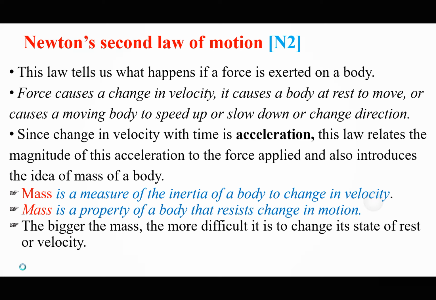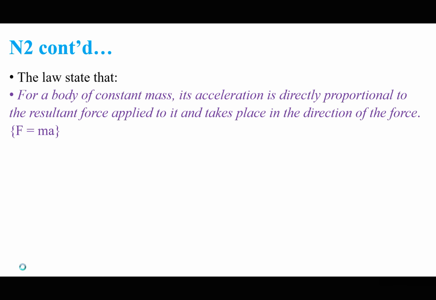Okay, so how do we state Newton's second law? Newton's second law will therefore be stated that for a body of constant mass, that is, we keep mass constant, its acceleration is directly proportional to the resultant force applied to it, and it takes place in the direction of the force. That's why many times in calculation I will say by Newton's second law, F is equal to ma. If the mass is constant, the resultant force is directly proportional to the acceleration. The resultant force and the acceleration both act in the same direction.